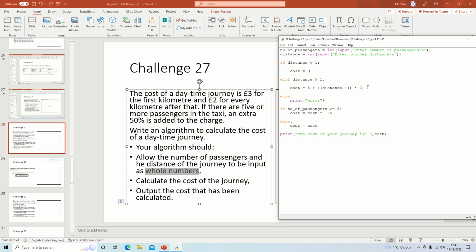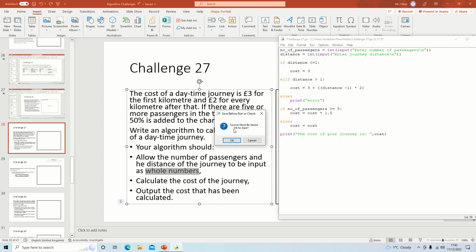If the number of passengers, so this is a separate if statement now, if the number of passengers is greater than or equal to 5, then we multiply the cost by 50%, and if it's not greater than or equal to 5, then the cost is equal to whatever cost already is. We don't need to add any sort of additional charge, and at the end we output what the cost is. Now technically this line here with the else cost equals cost isn't really doing anything, it's just leaving something exactly as it is, but it helps you to understand the logic of the actual algorithm.